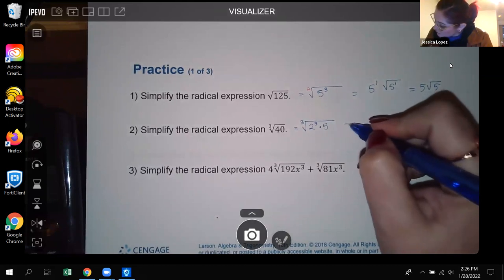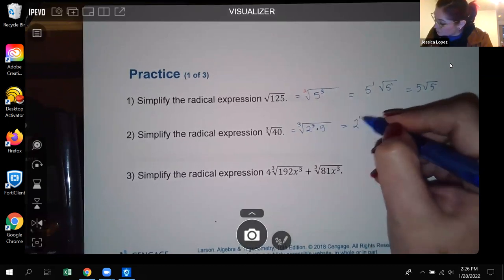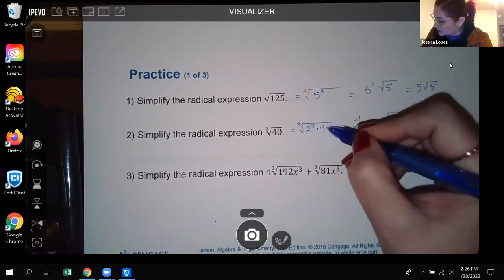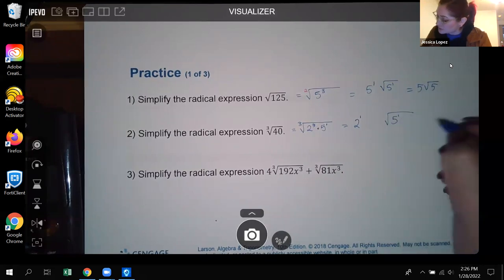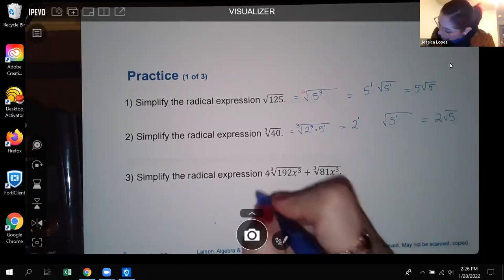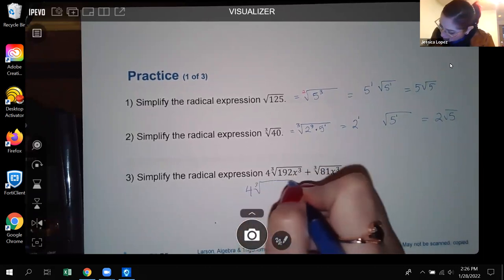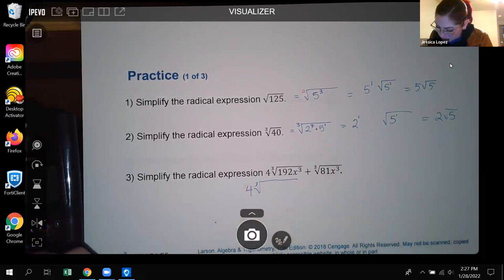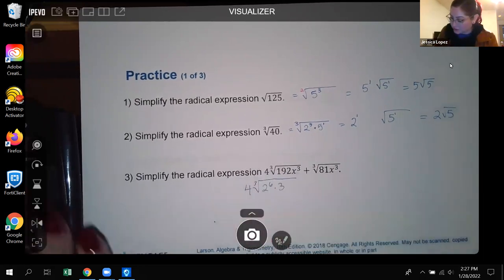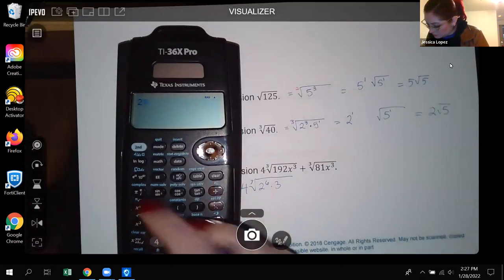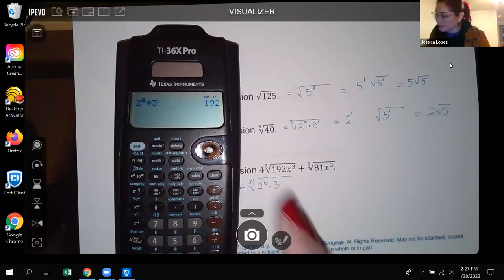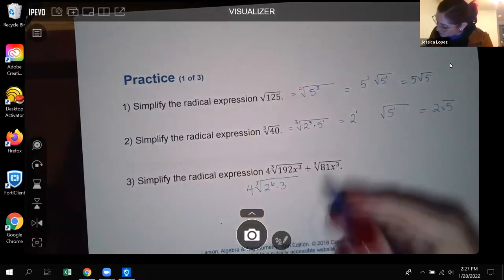Then 2 to the 3rd means 1 two will come out and there will be no 2s left over on the inside. And 2 does not go into 5, so the 5 stays on the inside. So you just have 2 square root of 5. Here we have 4 cube root of 2 to the 6 times 3. I think that's correct. Let me check. 2 to the power 6 times 3. Yes.